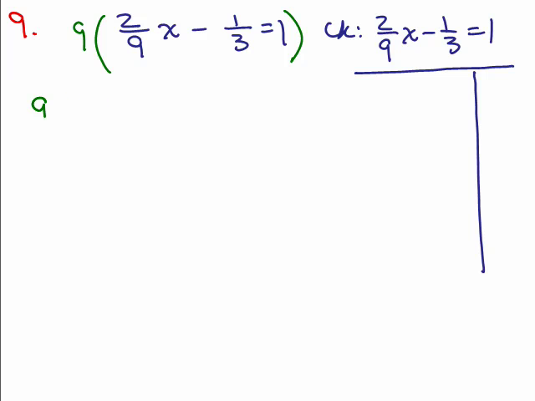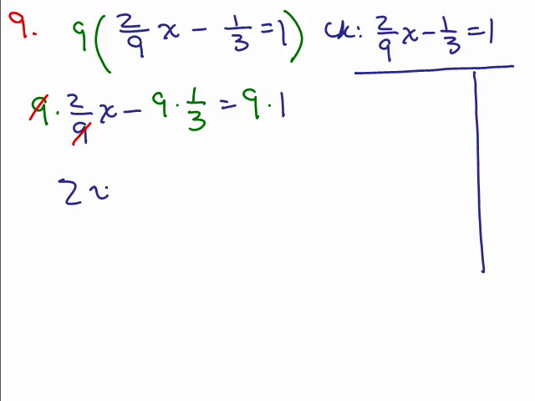So I've got 9 times 2/9 x minus 9 times 1/3 equals 9 times 1. All right, so notice what happens. The 9's cancel, so I have 2x minus, here the 3 goes into the 9 3 times, so I've got minus 3 equals 9. Now we're down to a much simpler looking equation without fractions.